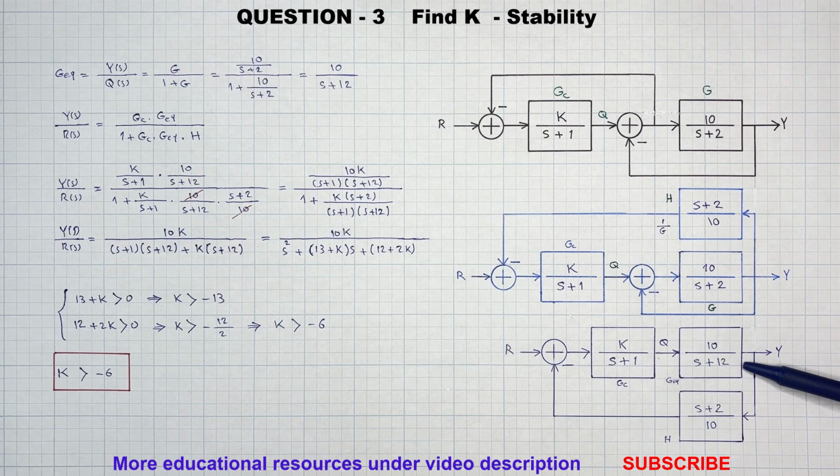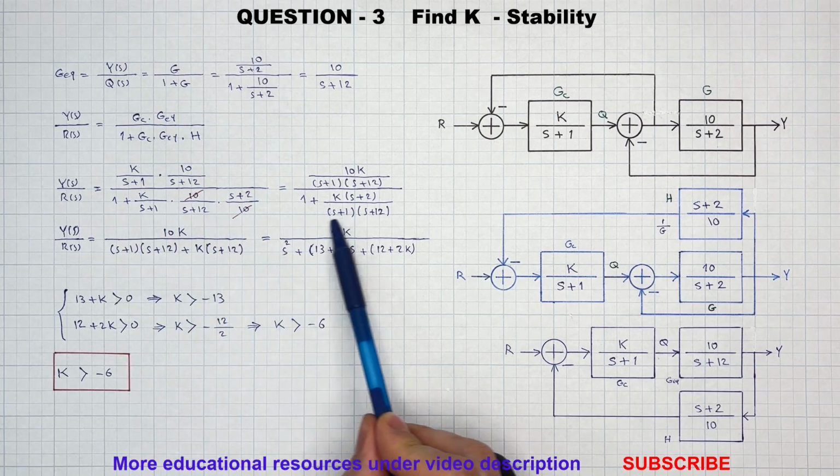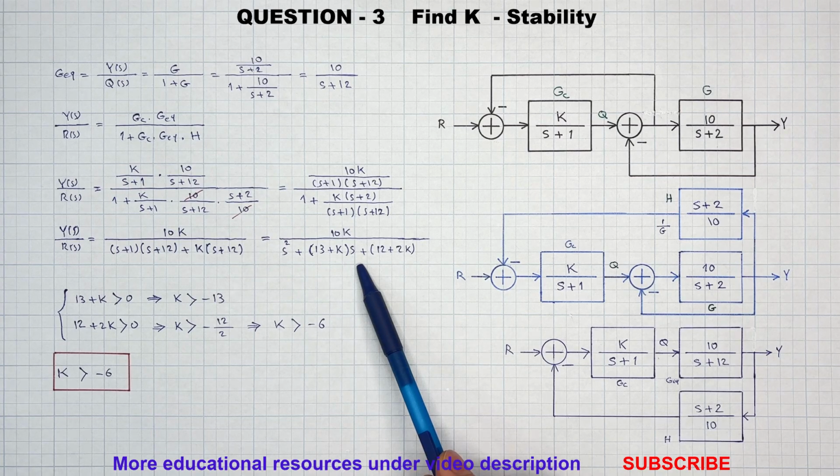So if you look at this bottom block diagram, you can see that G of s, C and G are in series and can be replaced by their product. Again, the transfer function of this negative feedback can be calculated as shown here. The denominator of the transfer function gives us the characteristic equation. For this second order system to be stable, all coefficients must be positive.